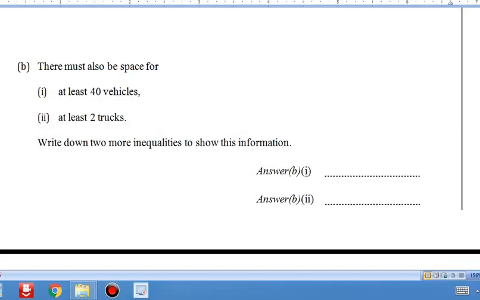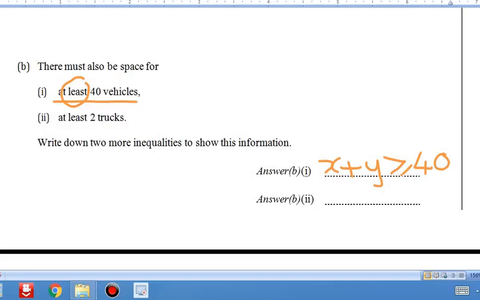The B part tells you there must be space for at least 40 vehicles. We have x cars and y trucks. At least 40 means there should be a place for minimum 40 vehicles. So the number of cars and trucks can be anything greater than 40 or they can be equal to 40. This is our required inequality.